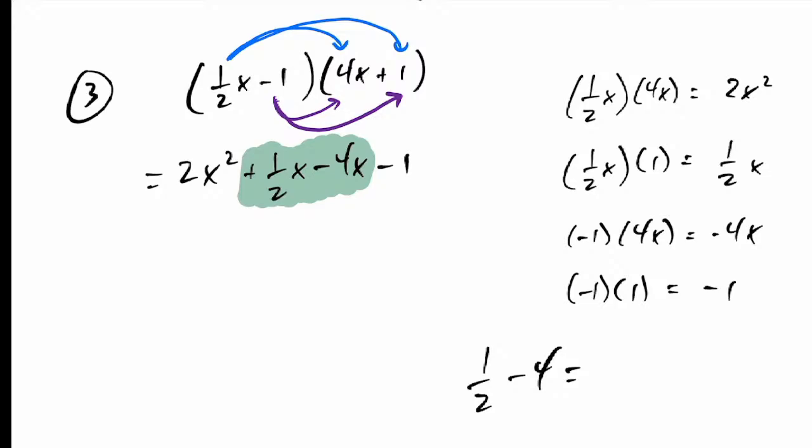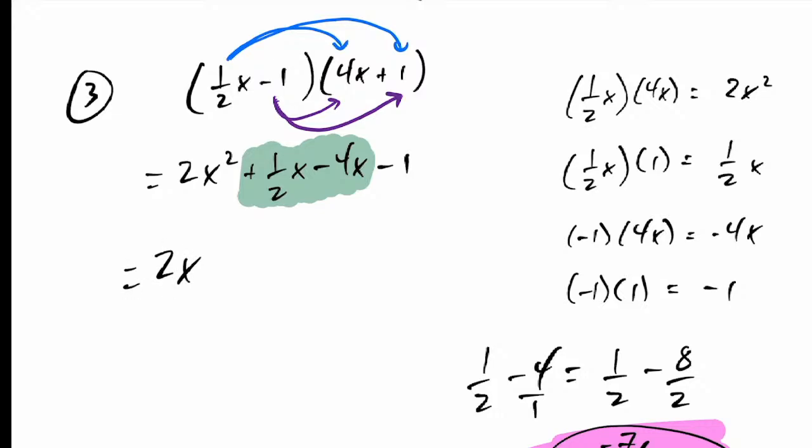I have to put them together, so I need a common denominator. So this will be 1/2 minus. This is over 1, so I have to multiply top and bottom by 2. That's going to be 8 over 2. And this is negative 7 over 2. So the value is negative 7 over 2. So this is 2x squared minus 7 over 2x minus 1.